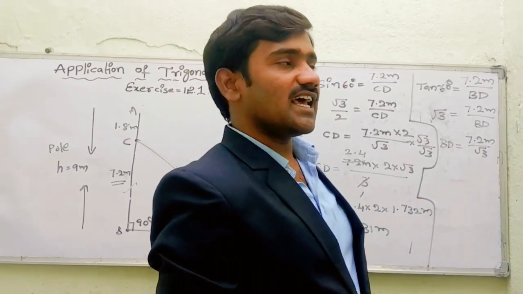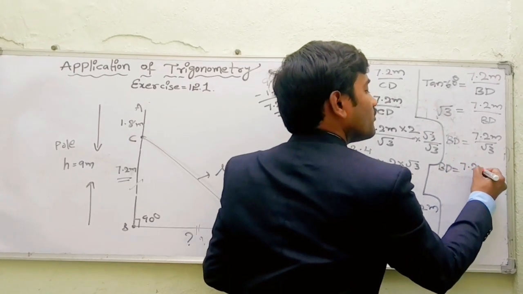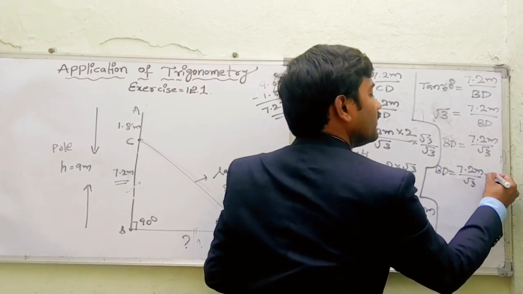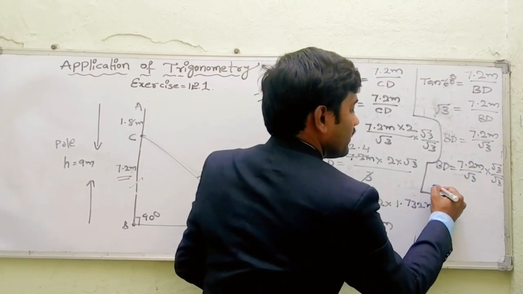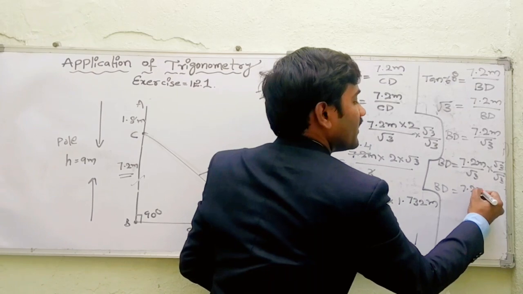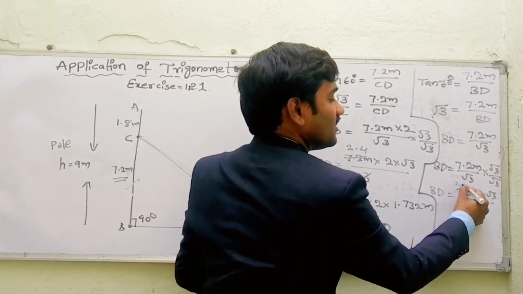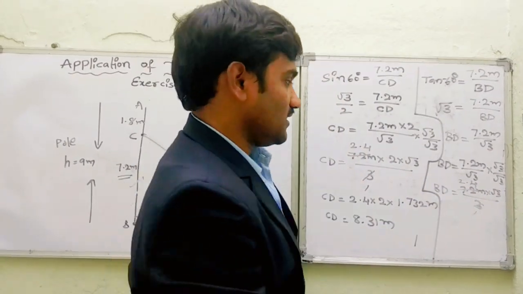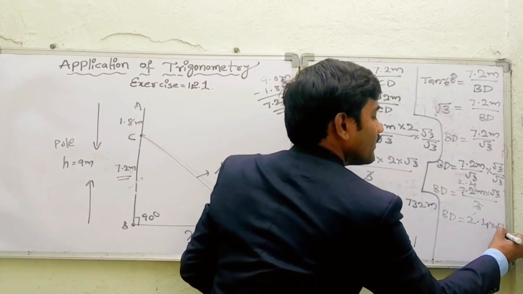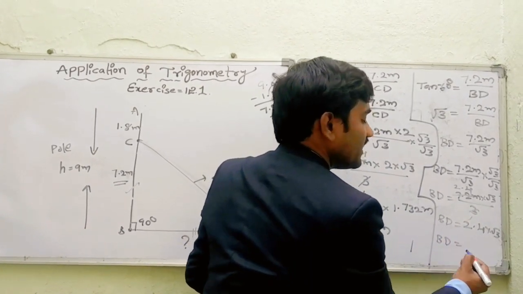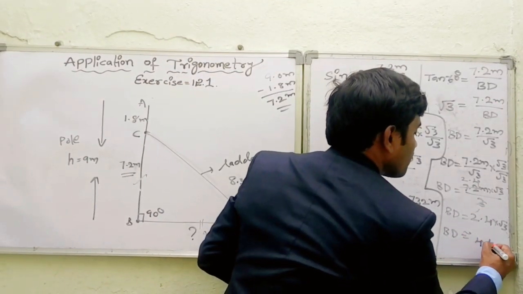This root 3 we rationalize, and we get BD equal to 7.2 meters by root 3 into root 3 by root 3. Hence BD equals 7.2 meters into root 3 by 3. 3 ones are 3, 2.4s are 7.2. Just now we have cancelled here. Hence BD equals 2.4 into root 3. Then BD equals 4.156.